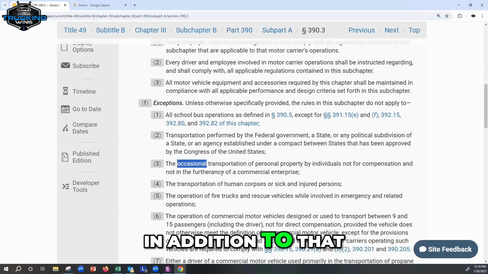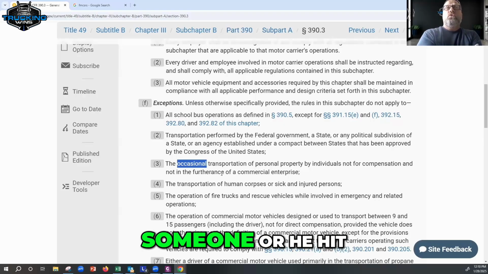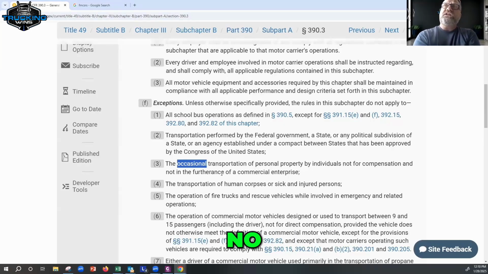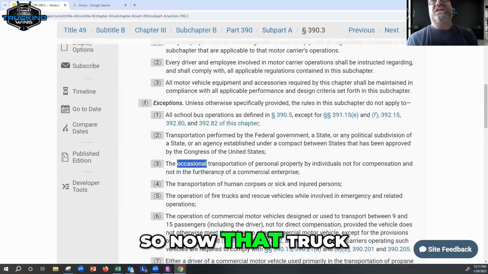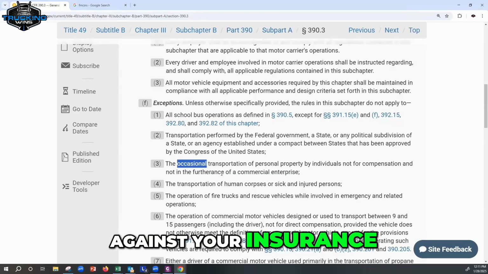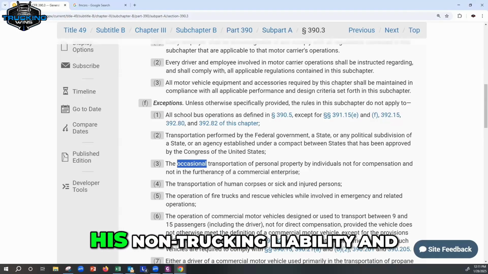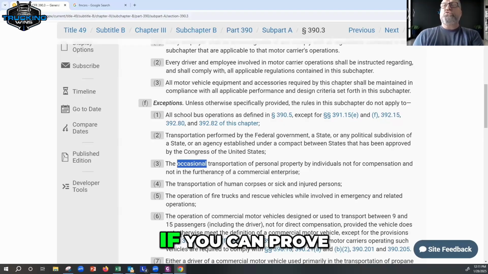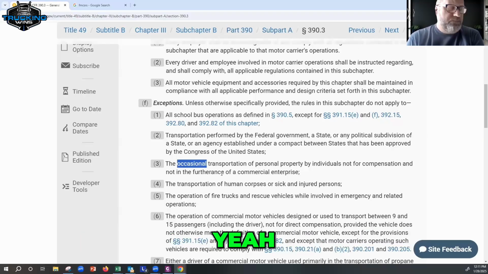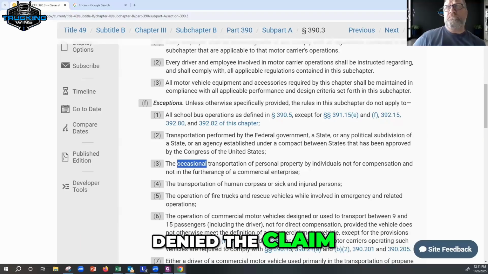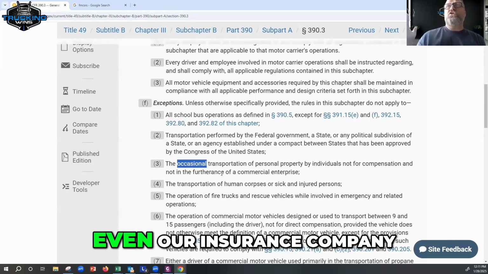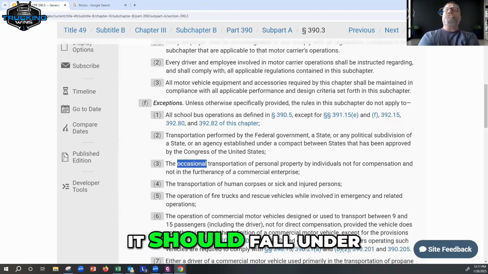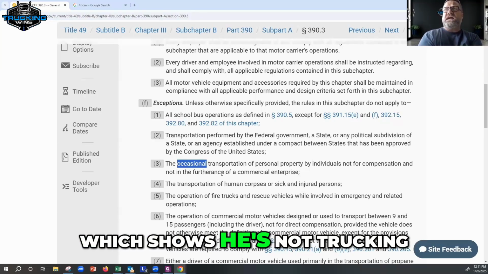Right. Now, in addition to that, if he crashed into someone or he hit a pole or whatever he did. No, he crashed into another truck. Yes. So now that truck is filing a claim against your insurance. I haven't heard. No, they're going after his insurance, his non-trucking liability, and his bobtail insurance. There you go. So now, if you can prove that they're going after the NTL, let's say, because you're with National Interstate, right? Yeah. Let's say National Interstate denied the claim. Send the denial letter for the claim to the data queue saying, even our insurance company says this isn't us. It should fall under his non-trucking liability, which shows he's not trucking.